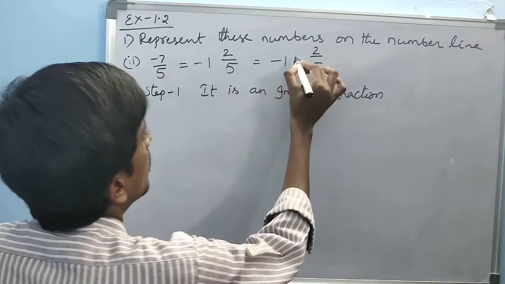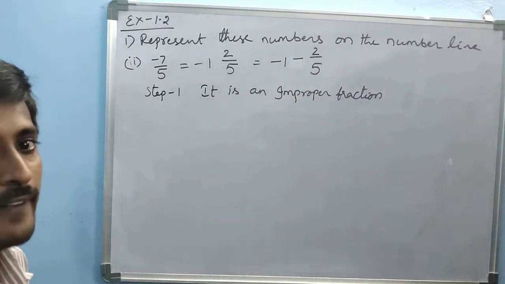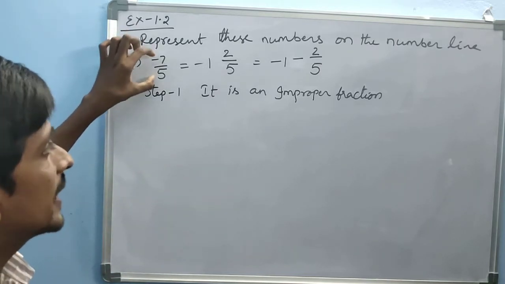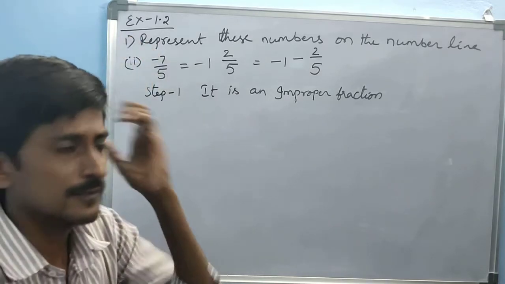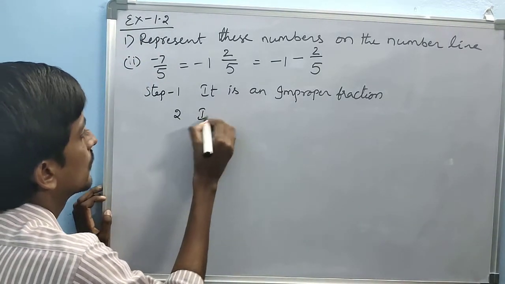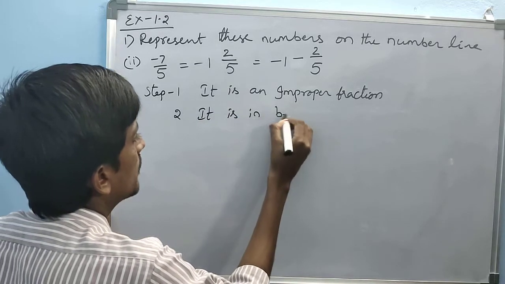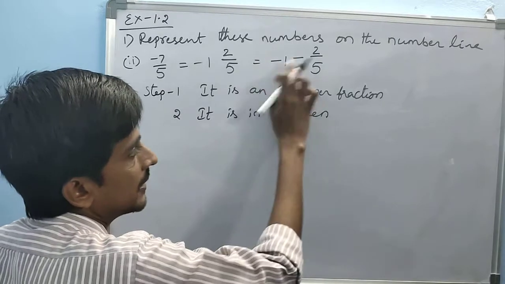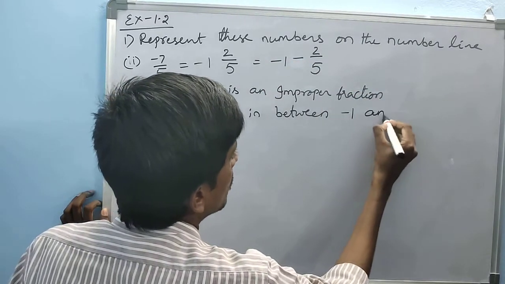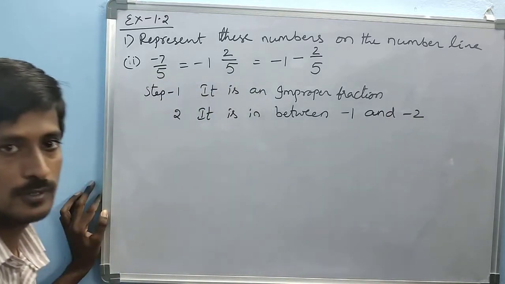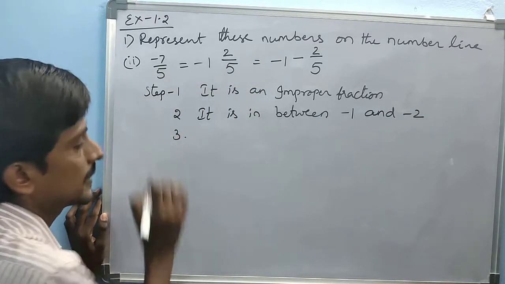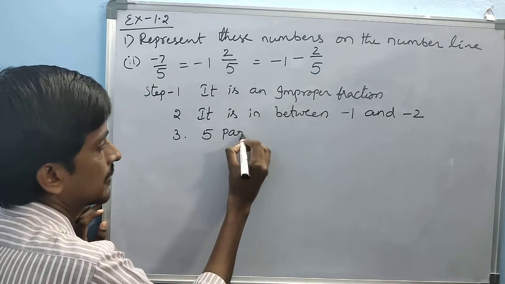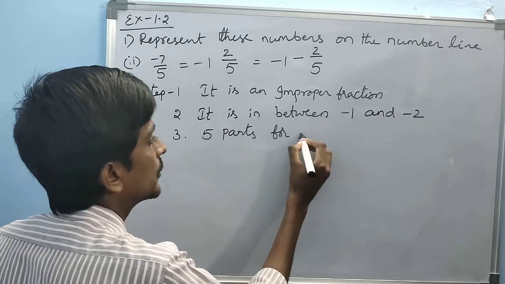Minus 1 minus 2 by 5. So minus 7 by 5. This number, which numbers is it in between? Step 2. It is in between minus 1 and minus 2. Third step. What is the third step? Number of parts, 5 parts, for each unit.